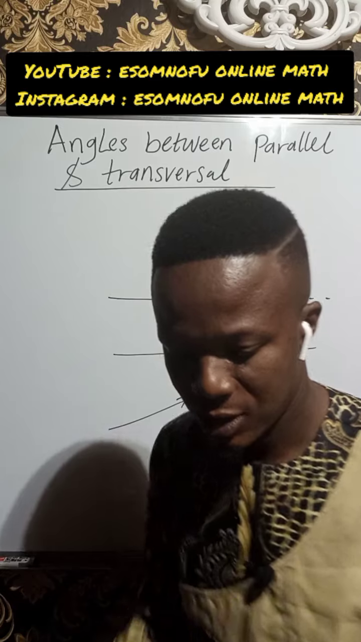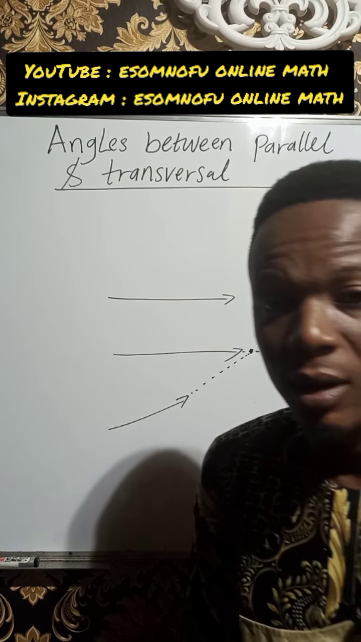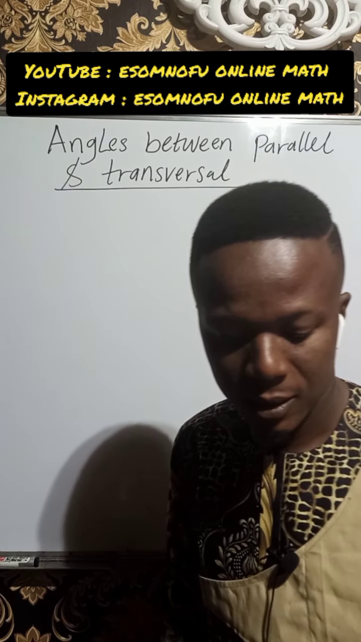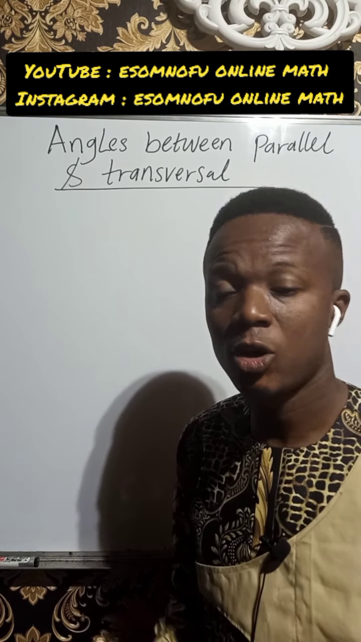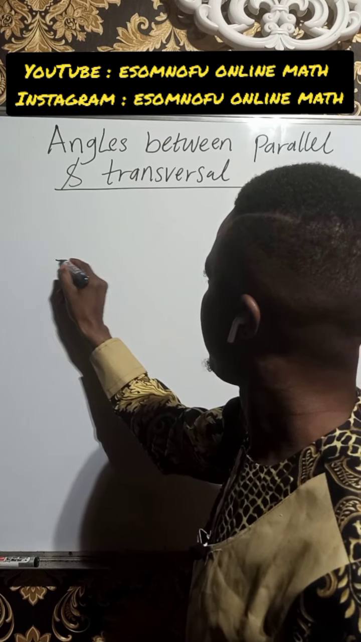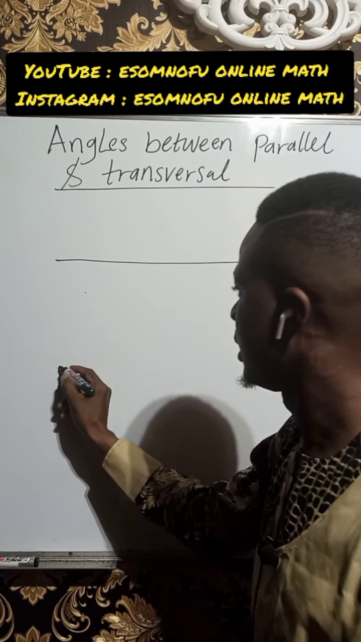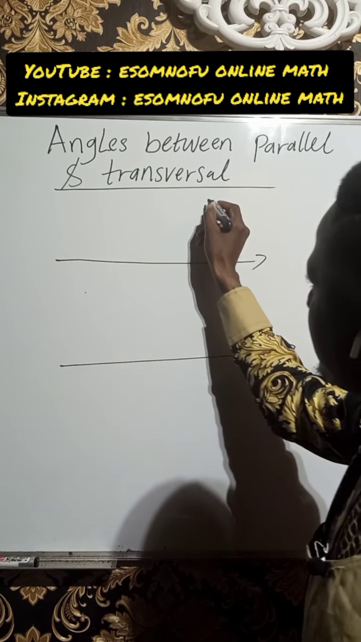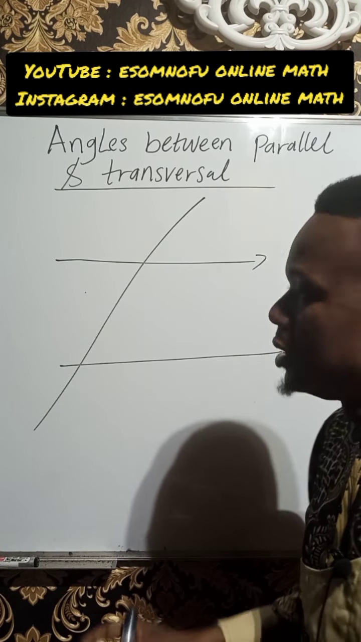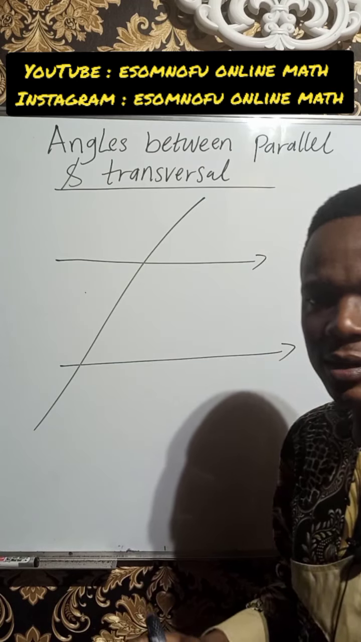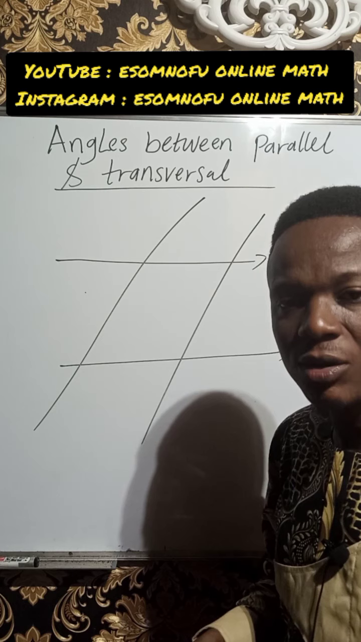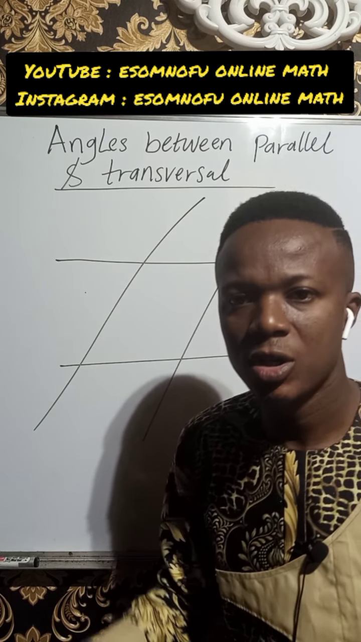Okay, now what of a transversal? We've talked about parallel lines being lines that can never meet at any point. In the same vein, a transversal is just a line that cuts across two or more parallel lines. Let's say you have two parallel lines like this, and a line moves in this direction to cut the parallel lines I have drawn. It means that this particular line is a transversal. If I draw another one, this is also a transversal.